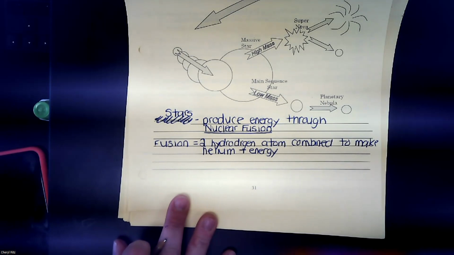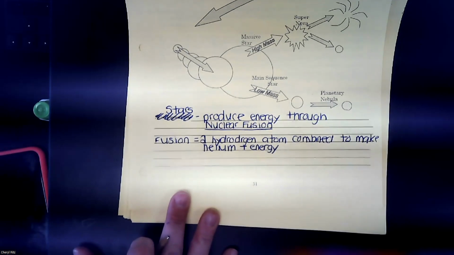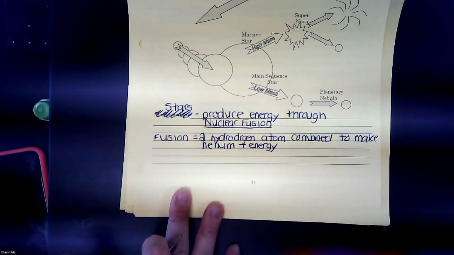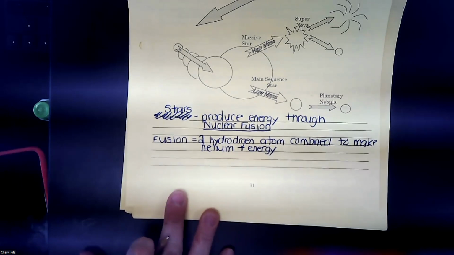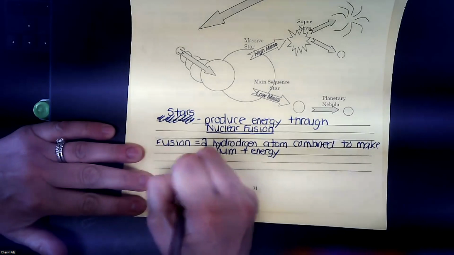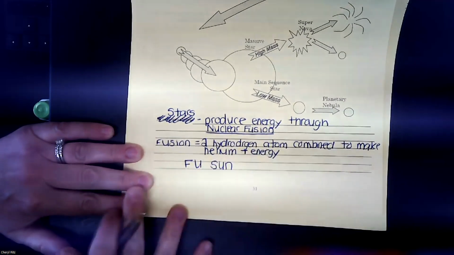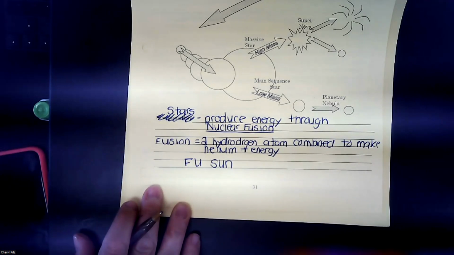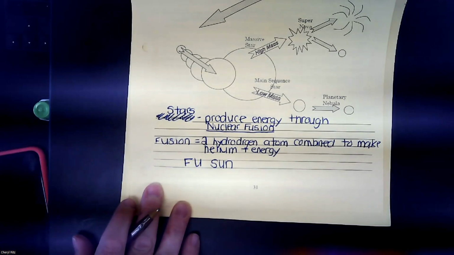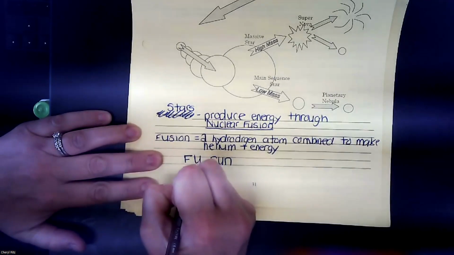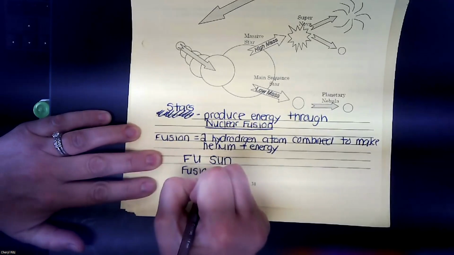So to remember how the sun makes its energy, I scream, "F you, sun!" Why do I scream F you, sun? Because fusion and FU. And it's freaking fun to say. Okay? F you, sun. So FU is for fusion. F is for F, U is for U, and sun is my sun. Okay?